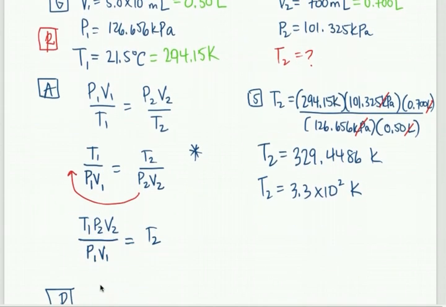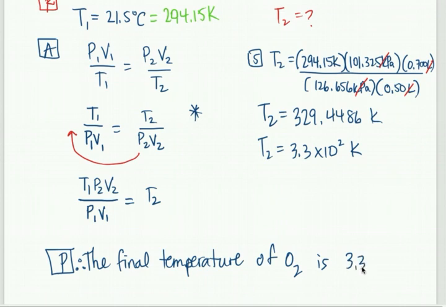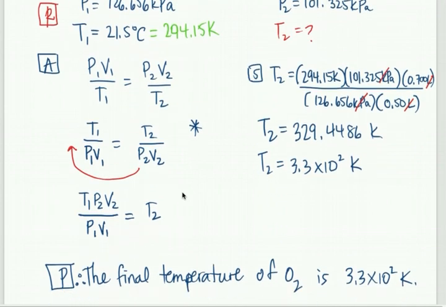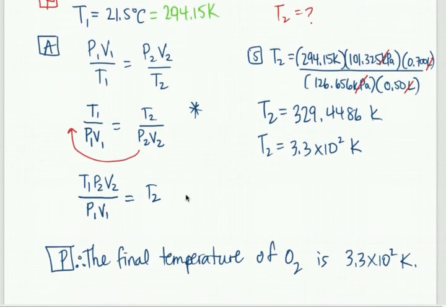So we are looking at oxygen here. So the final temperature of oxygen is 3.3 times 10 to the 2 kelvins. Okay, and also, so that takes us through all the different examples, I guess. I guess there's ones where you have to find the initial temperature and pressure. We've been finding a lot of final temperature, pressure, volumes. So again, just be ready for that.